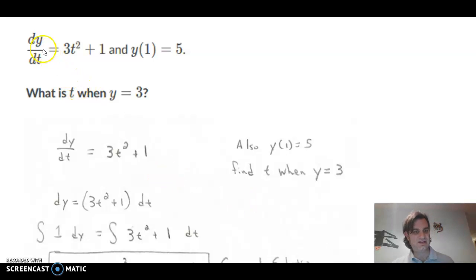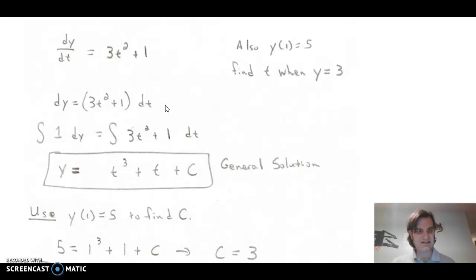So we've got dy over dt equals 3t squared plus 1, which will allow us to find a general solution, and y of 1 equals 5, which will allow us to find a particular solution. And that says, what is t when y equals 3, which is a completely separate question, but using the same information.